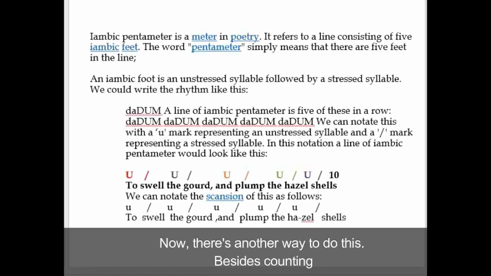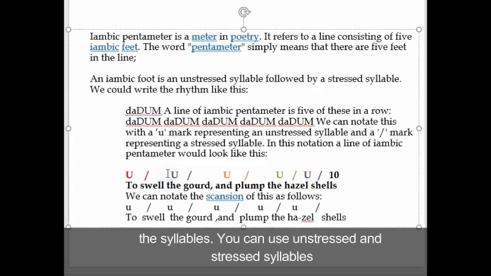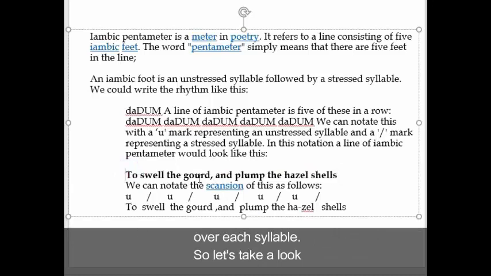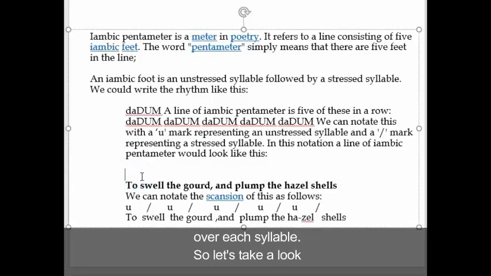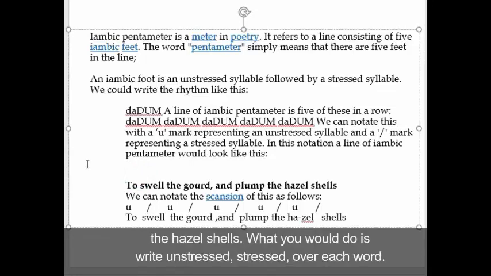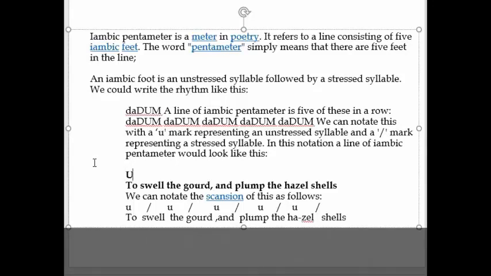Now, there's another way to do this. Besides counting the syllables, you can write unstressed and stressed marks over each syllable. So let's take a look at this bottom line: "To swell the gourd and plump the hazel shells." What you would do is write unstressed, stressed over each syllable. Let's see if we can do that.